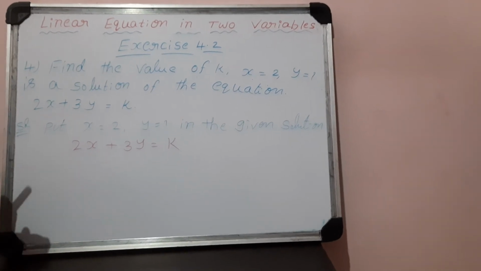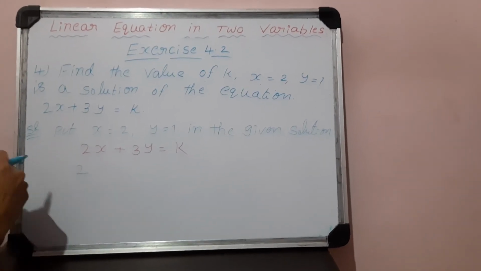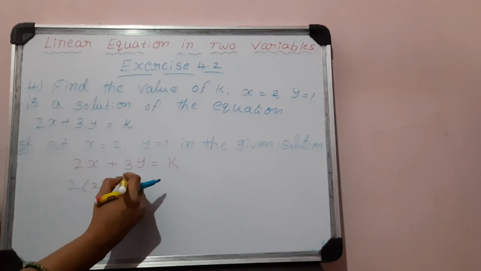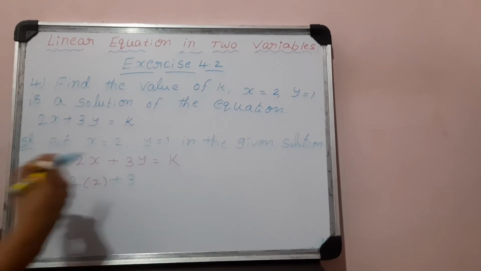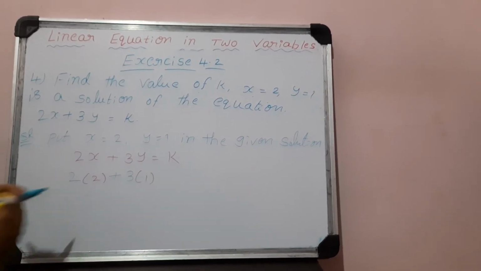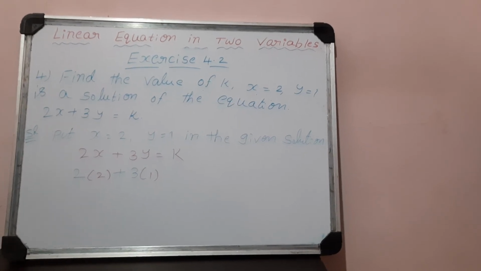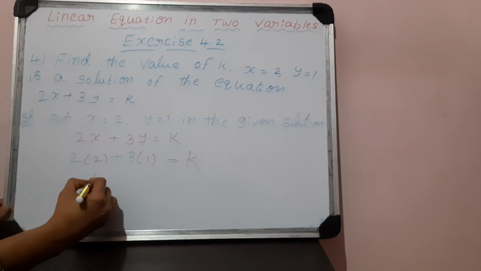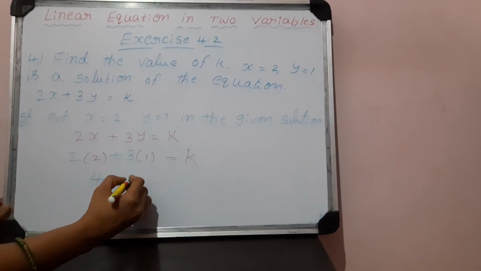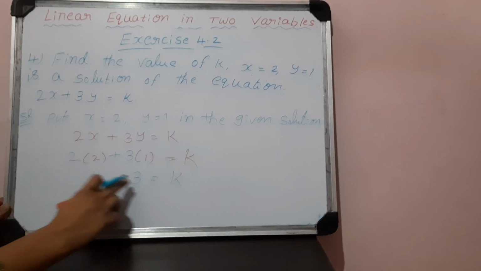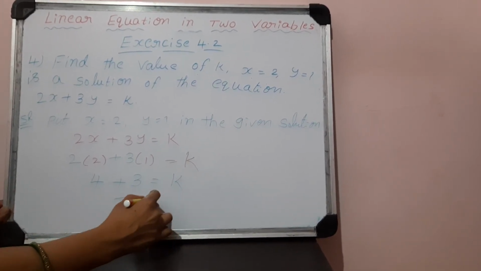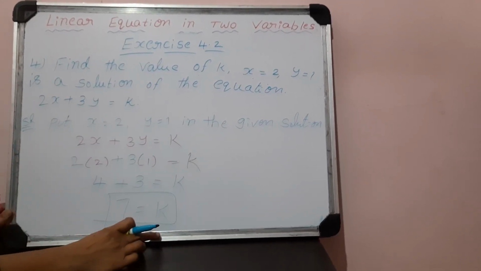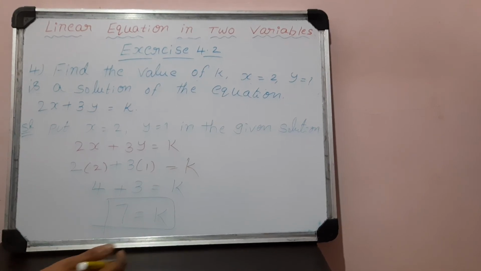So see children here, 2 into 2 plus 3 into 1 equal to k. 2 into 2 is 4, plus 3 into 1 is 3, equal to k. 4 plus 3 is 7, equal to k. So what are they asking? K value they are asking. So you got the k value. That's it. Okay, thank you.